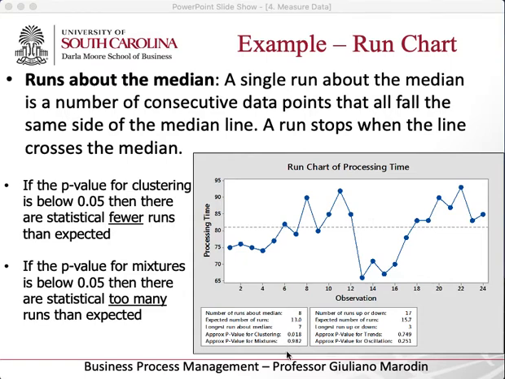And the mixture is the opposite. If its p-value is less than 0.05, it means there are too many runs, so the data is going up and down too many times.